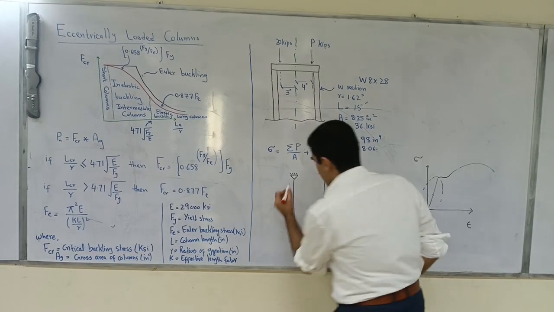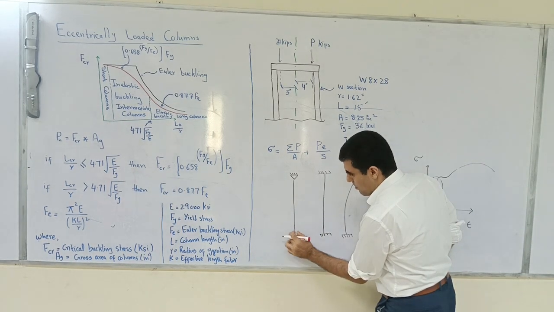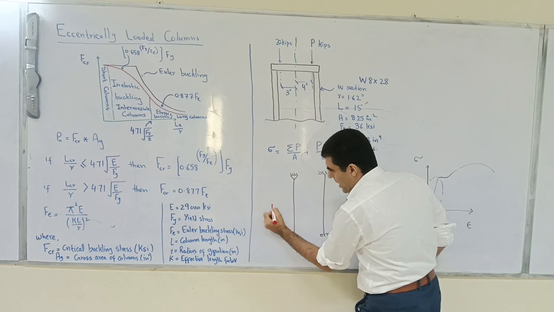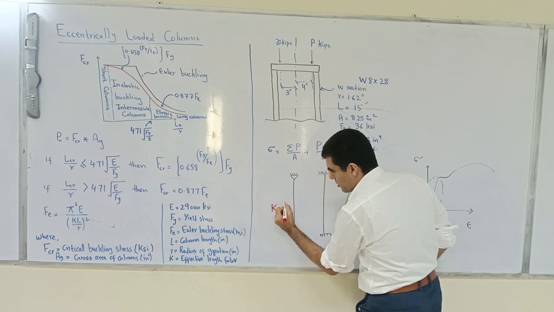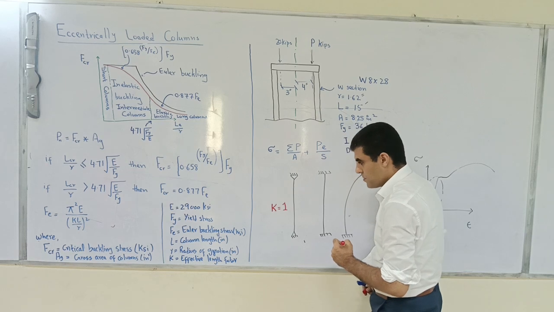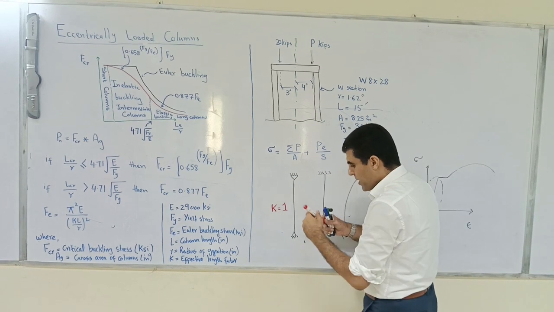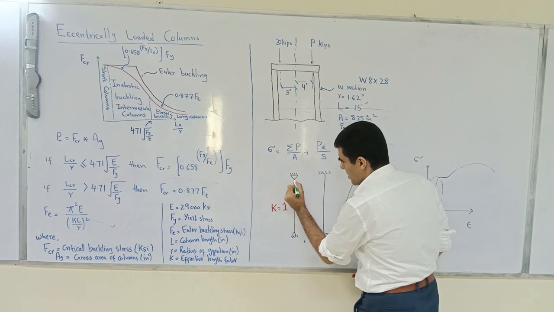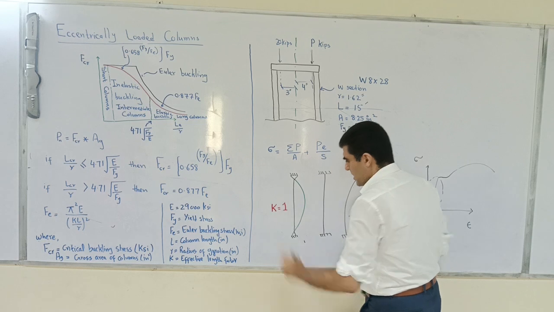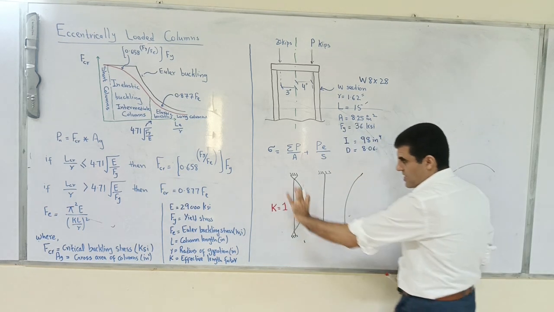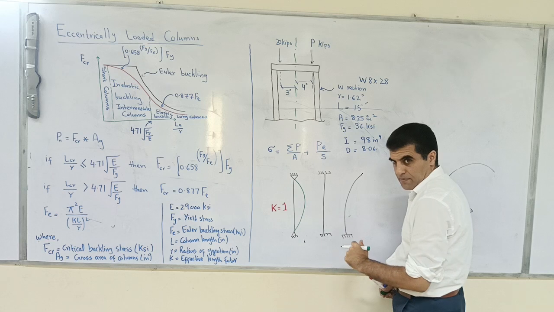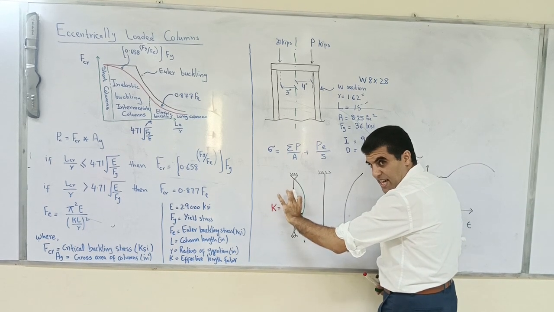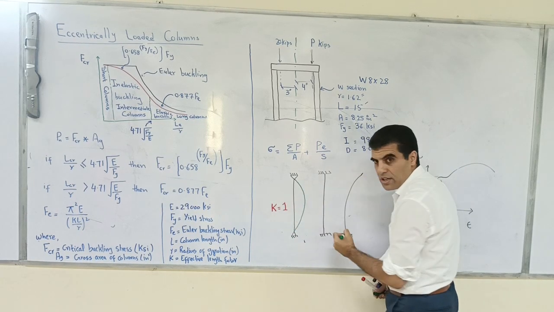If both ends of the compression member are pinned, then the effective length factor K is equal to 1. Okay, which means that it will buckle like this. So this is the K value. The length L is actually the length of the column.